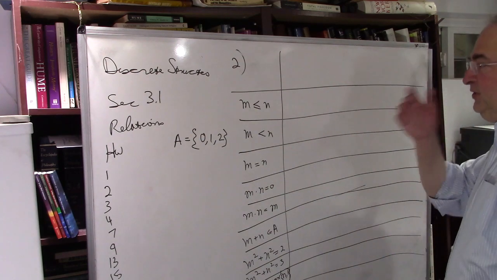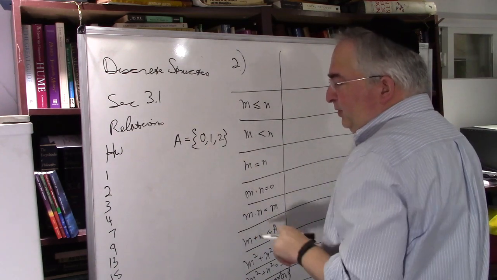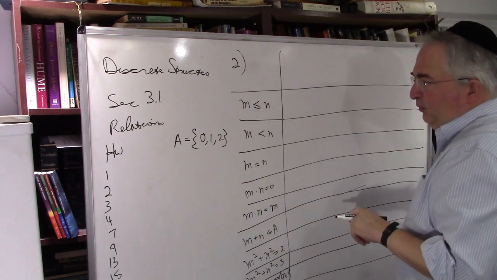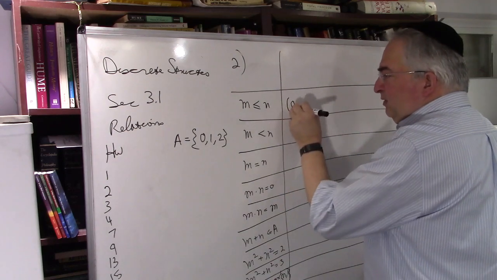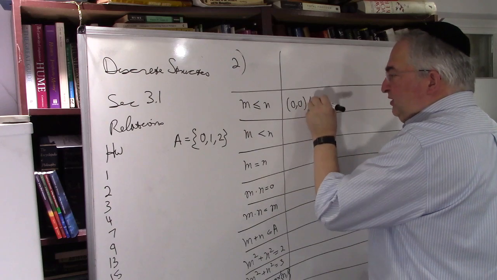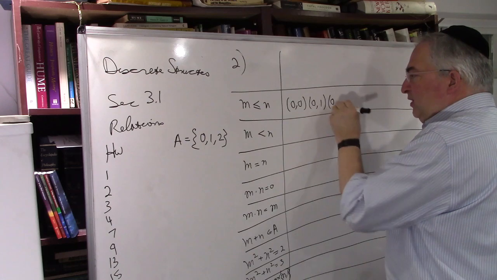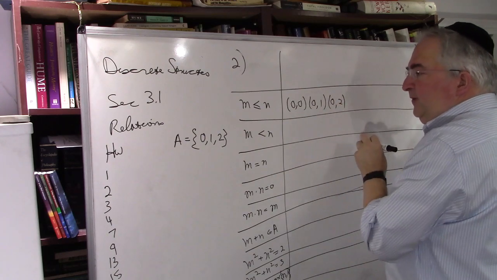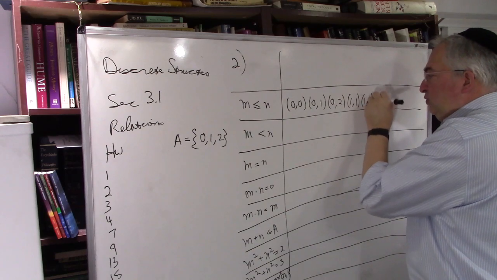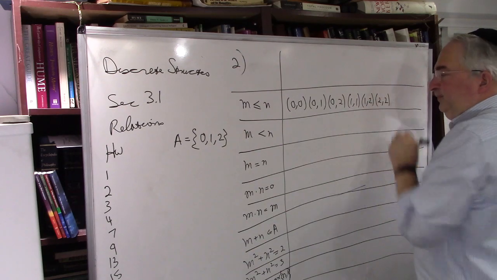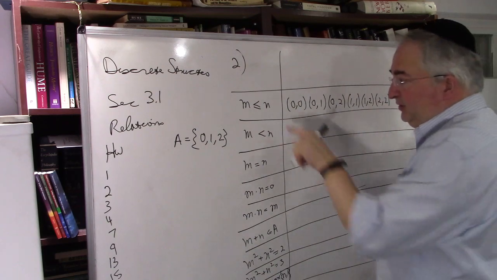Okay, so they want us to go through and tell us which of the 9 possible relations are in here. We should really write them down, but we can do it like this. Okay, so let's do it. You ready? 0, 0 is in there. 0, 1 is in there. 0, 2 is in there. 1, 1, 1, 2, and 2, 2. Okay, great. That's m less than or equal to n.